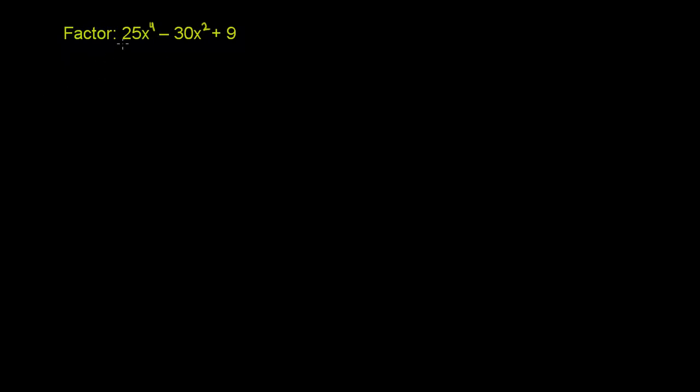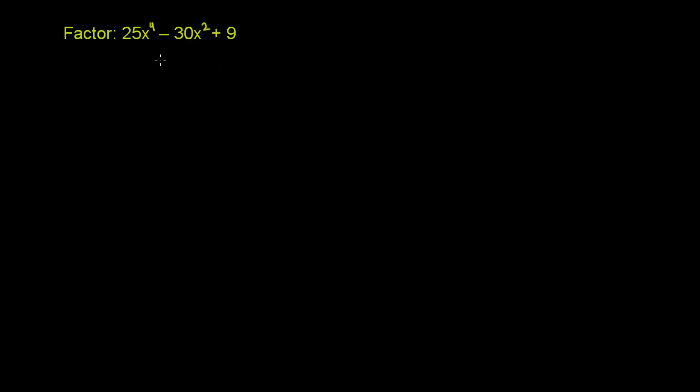We need to factor 25x to the fourth minus 30x squared plus 9. And this looks really daunting because we have something to the fourth power here, and then the middle term is to the second power. But there's something about this that might pop out at you.